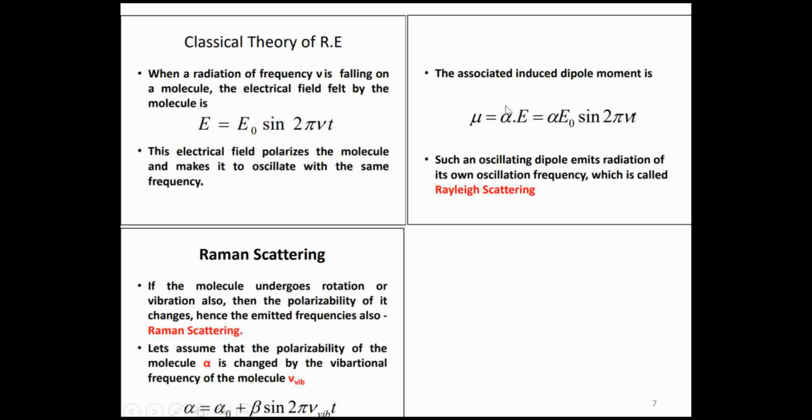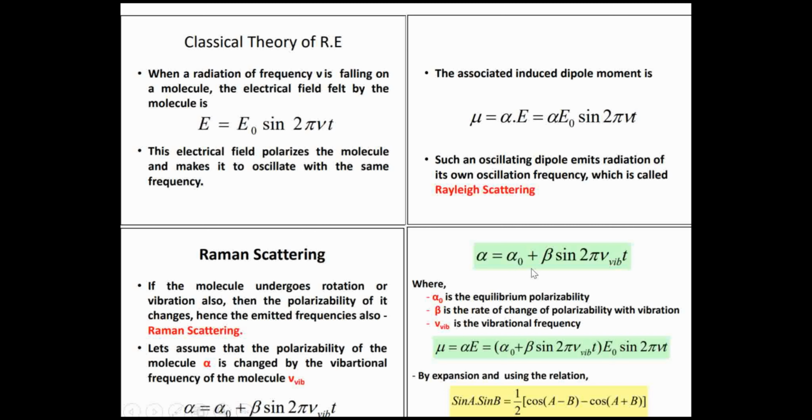So alpha changes as alpha naught plus B sin of 2 pi times the vibrational frequency times t. You can see alpha is extended, and then we put this alpha in the mu terms, mu equal to alpha E.